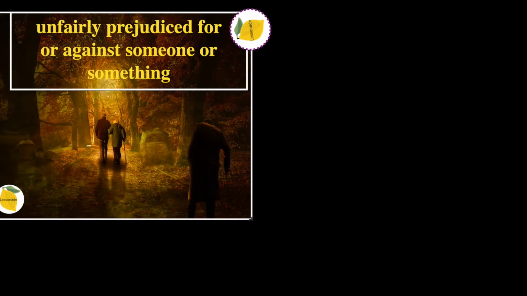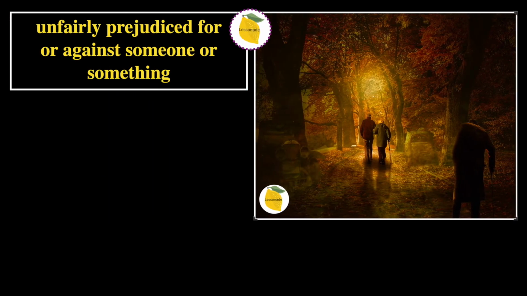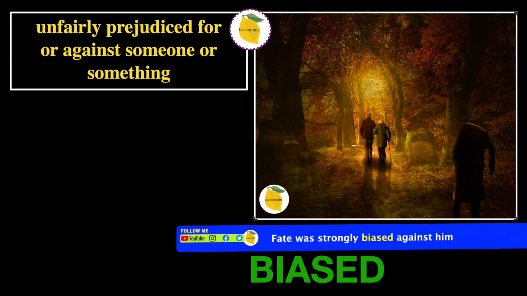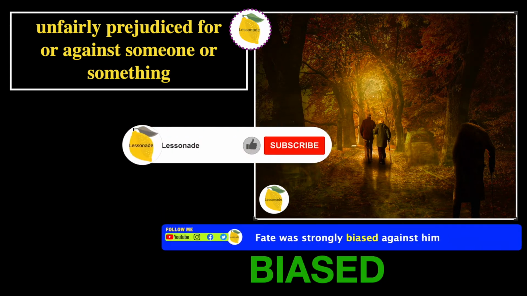The next one is unfairly prejudiced for or against someone or something. In this picture we can see two people that are together and just one person that's on their own, which suggests it's quite unfair, and therefore the word will be biased. And the sentence for this word is, fate was strongly biased against him.